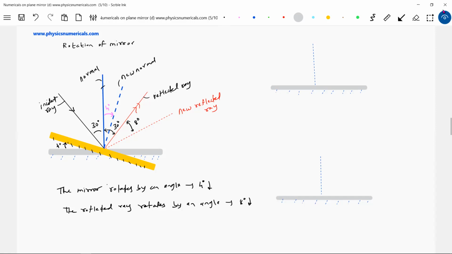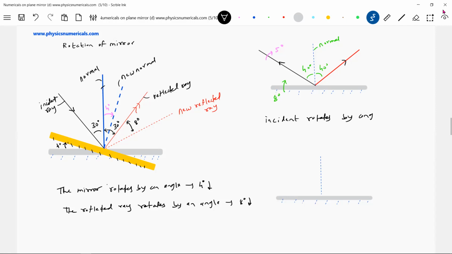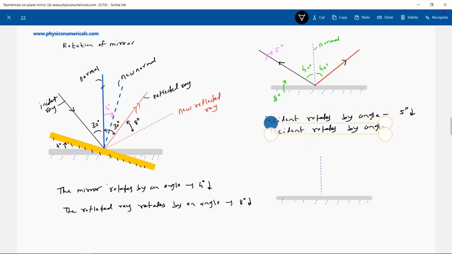Let's take another situation. This is the incident ray, this is the reflected ray. So in this case, the incident ray will rotate by 5 degrees. The angle of incidence, let it be 40 degrees. Then what will be the angle of reflection? It will be 40 degrees, and this is the normal. Then I'll rotate the mirror by 8 degrees. How much will the reflected ray rotate? What is our question? The incident ray rotates by how much angle? 5 degrees. Similarly, how much will the mirror rotate?